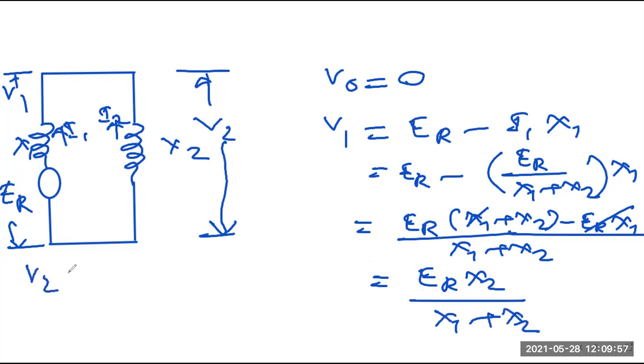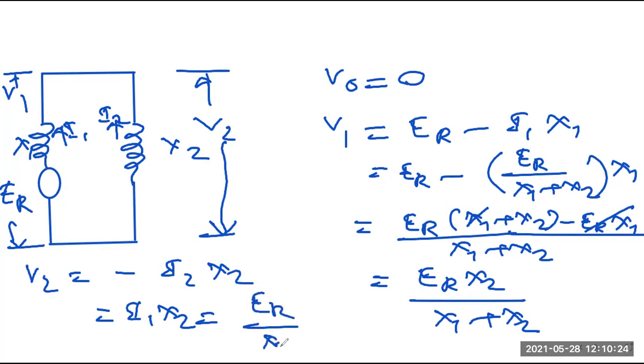Similarly, now we are going to calculate V2. V2 equals minus I2 into X2. What is I2? I2 equals minus I1. So this should be I1 X2, where I1 equals ER by X1 plus X2. So this is our expression for V0, V1 and V2.